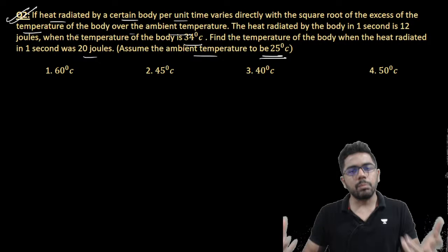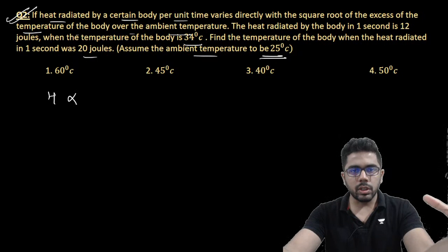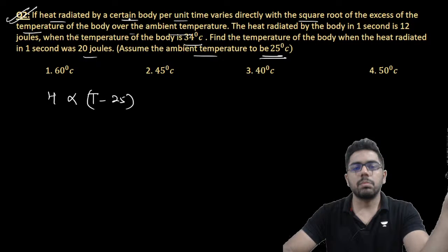तो ambient temperature 25 है, तो जब बॉडी का टेम्परेचर 25 के ऊपर जाएगा तब वो हीट रेडिएट होगा. तो लेट्स से हीट रेडिएटेड इज H. दिस इज प्रोपोर्शनल टू व्हाट? ना एम्बिएंट टेम्परेचर से कितना एक्सेस है बॉडी टेम्परेचर. ओके, तो लेट अस से बॉडी टेम्परेचर इज T, तो T minus 25 से डायरेक्टली प्रोपोर्शनल टू द स्क्वायर रूट ऑफ द एक्सेस ऑफ द टेम्परेचर, तो इसका स्क्वायर रूट.